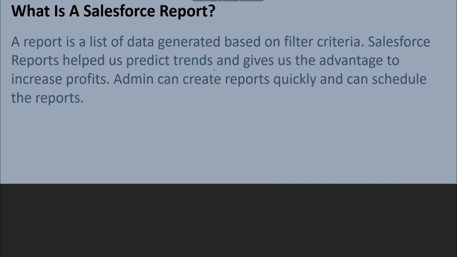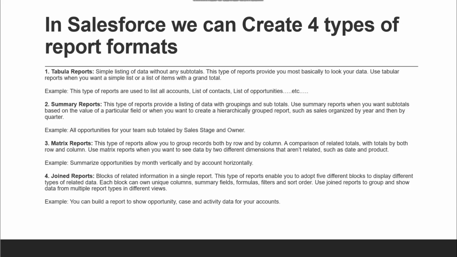Admin can create reports quickly and can schedule them as per the requirements. Now there are a total of four types of reports: tabular reports, summary reports, matrix reports, and joint reports.